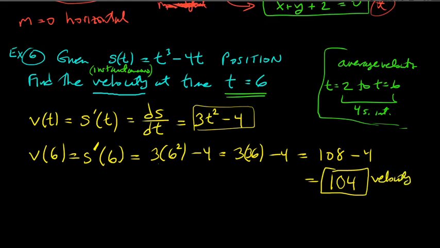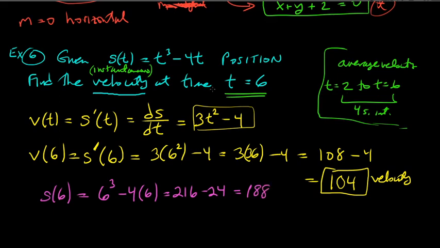Do not get confused with position. If I plug in 6 into the original function, I get 6 cubed minus 4 times 6. So let's see, that's going to be 216 minus 24. And 216 minus 24, I want to say is 188. Don't quote me on that. I'm doing this in my head. I don't have a calculator. 216 minus 24. Okay, so I'm wrong. It's 192. It's 192. All right, so I was close, but not quite.